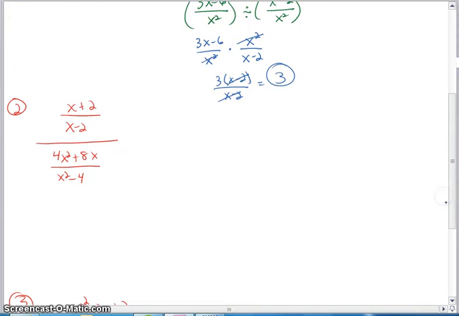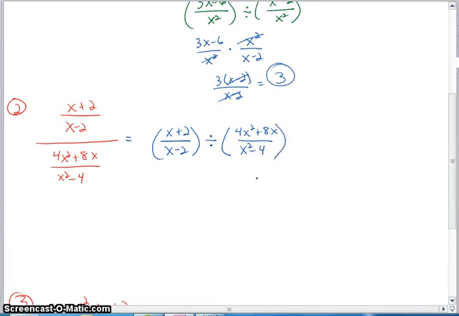For the second part, I'm going to rewrite it again. I've got x plus 2 over x minus 2 divided by 4x squared plus 8x over x squared minus 4. In this case, I don't have to do any simplifying to the numerator or to the denominator. What I can do is factor and try to reduce.